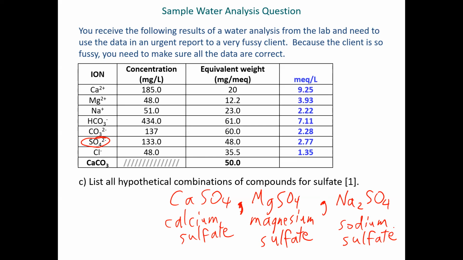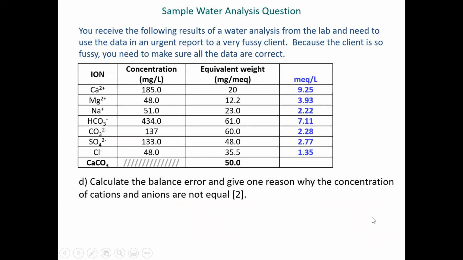Okay, so this is the whole idea behind the hypothetical combinations, is what minerals are going to form when this water dries up, right? And that's kind of important to think about these things. All right, what would be D? D is calculate the balance error. Okay, so you got to remember the equation for that one.